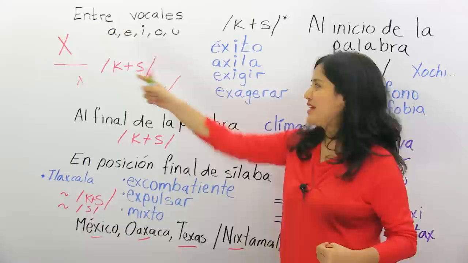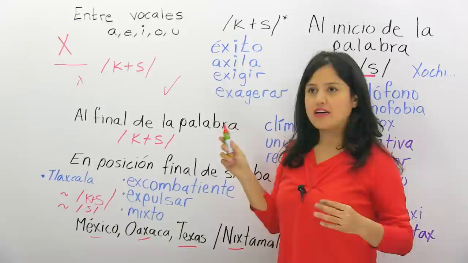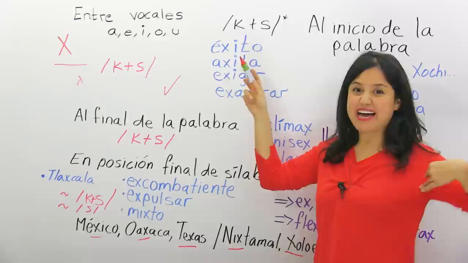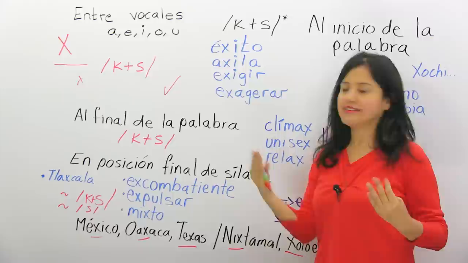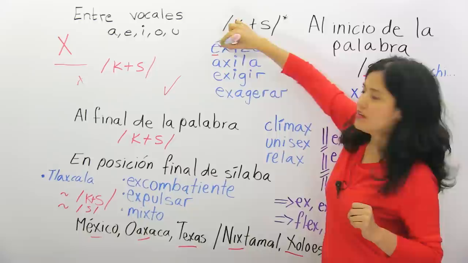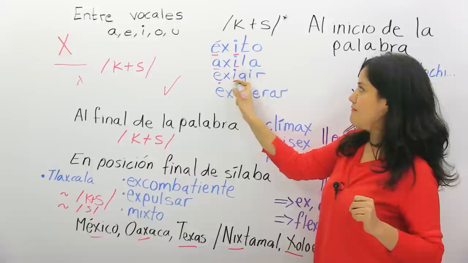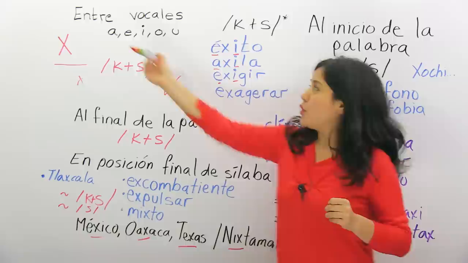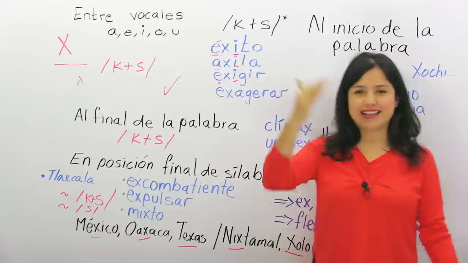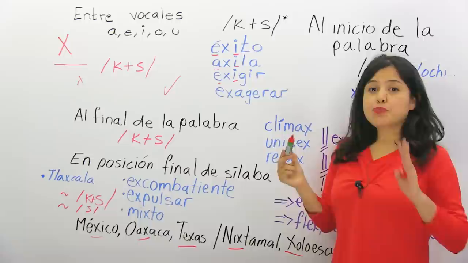Very well. X. K plus S. For example, éxito, axila. Éxito is success. Axila, armpit. My axila, mi axila, my armpit. Exigir, to demand. Exagerar, to exaggerate. The key here is that you're going to see that there is a vowel hugging the X. Vowel, vowel, vowel, vowel. What's the clue then? When the X is between vowels A, E, I, O, U, because in español we have A, E, I, O, U, las vocales, el burro sabe más que tú. You're going to pronounce the sound of the X.